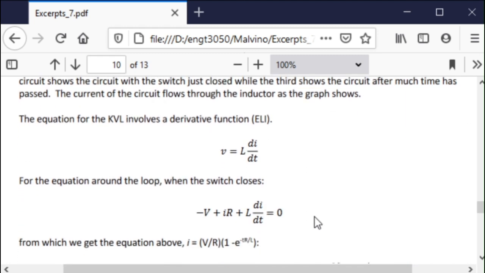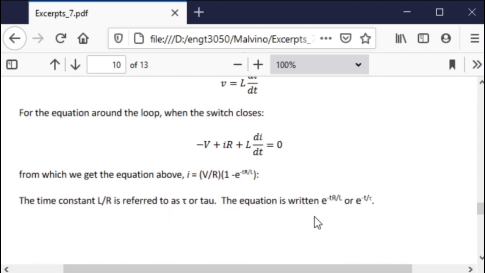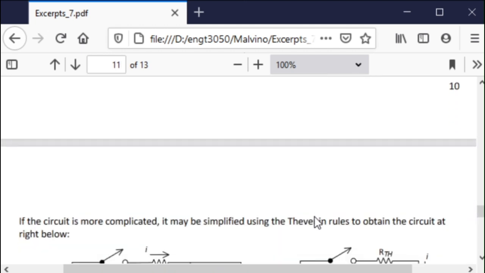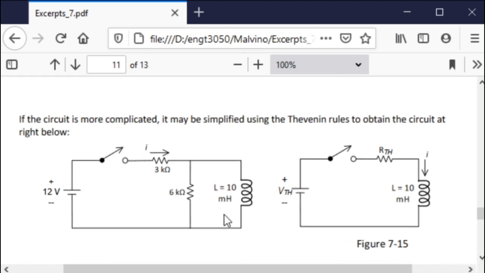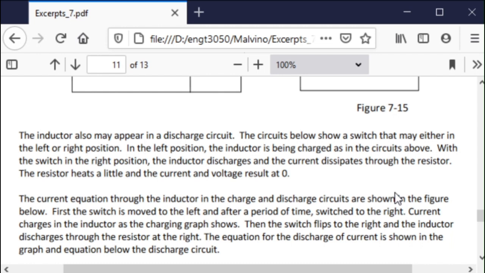With the same kind of differential equations. So, what do you do here? It's called Thevenizing. You Thevenize and you get your voltage and your resistance down to a V Thevenin and R Thevenin, and then you use the equations that you had above. That's all you have to do.